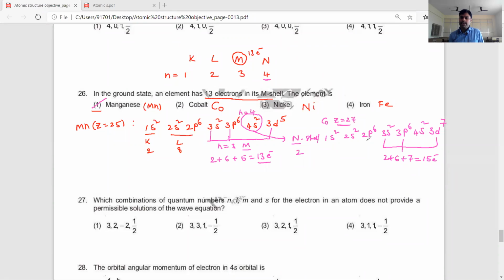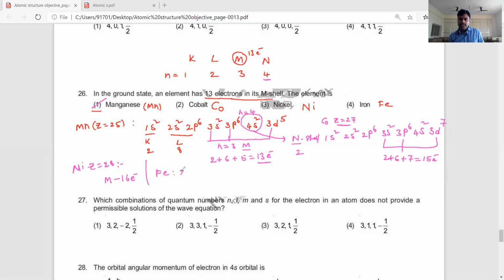Next, cobalt has 15 electrons in the M shell. In the same way, nickel: Z is equal to 28, which means the last electrons are in 3d8. So 3d8 means 16 electrons are present in the M shell. You try once.